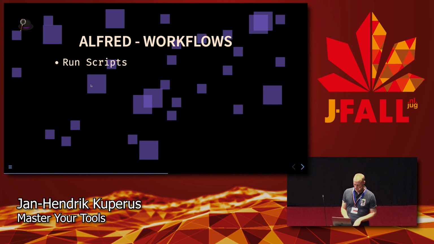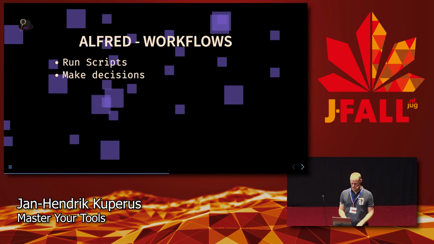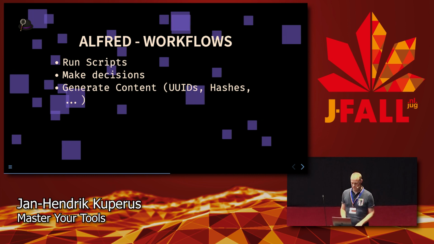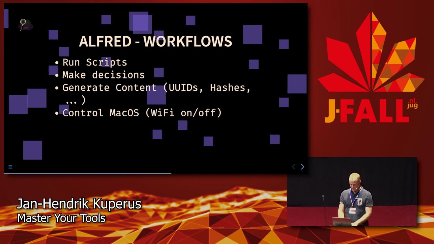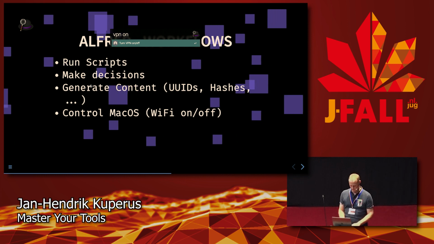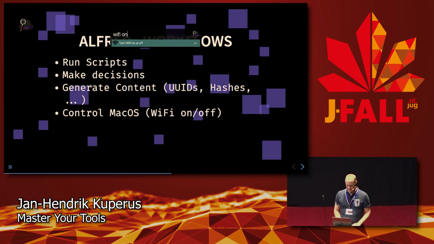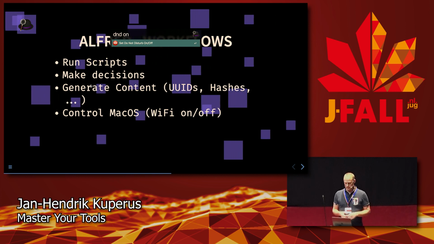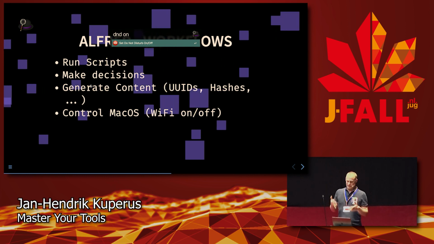So workflows are very powerful. You can use them to run scripts, make decisions on output of the scripts, generate content. This is where I started using them, and those are pretty simple, but very useful. And I also use them to control macOS. For example, if I type VPN on, then it'll launch my VPN client and try to connect to the VPN of the client. And VPN off is the same, it'll just disconnect. And I can do Wi-Fi on, and I can do Wi-Fi off, and I can do Do Not Disturb on. These are all things I wrote myself because they're things you usually have to click on, and I don't want to click on them.